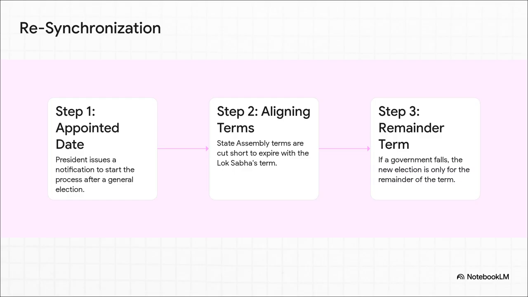Well, the proposal has a pretty clever, and some would say controversial, way to do it. First, an appointed date would be set right after a national election. After that, any new state government that's elected would have its term cut short, forced to end at the same time as the national one. But here's the real kicker. If a government collapses midway through its term, the new election isn't for a fresh 5 years. Nope, it's only to serve out the remainder of that original term. That's the key that's supposed to keep all the clocks locked together.